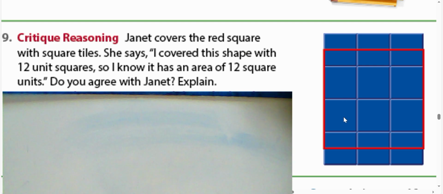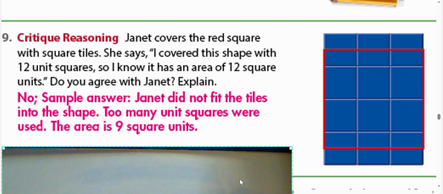Explain. Count with me: 1, 2, 3, 4, 5, 6, 7, 8, 9, not 12. Okay, then the answer here will be 9, not 12, because she covered the shape with about 9 squares. Simple answer: Janet didn't fit the tiles into the shape. Too many unit squares were used. The area is 9 square units.